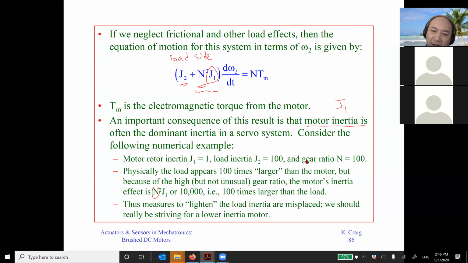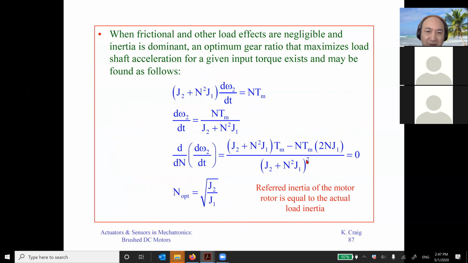So when you buy a motor, you really need to check its inertia, MOI, because if this is too high, it will add onto here to make your system overall sluggish. Therefore, the choice of N, capital N, is very important. Let's do an argument here.